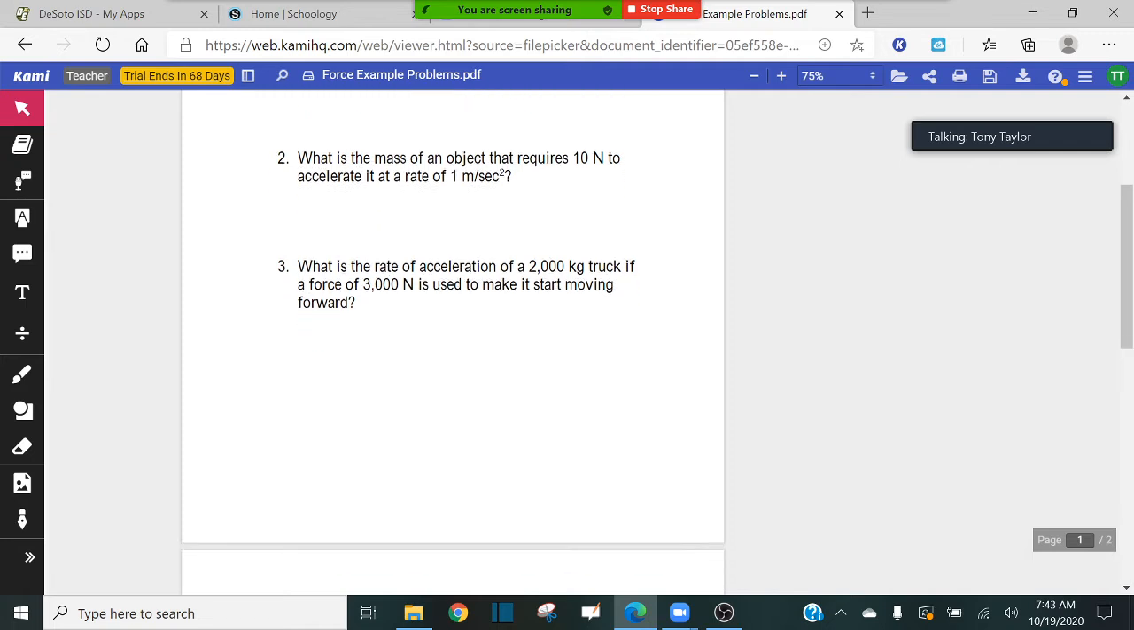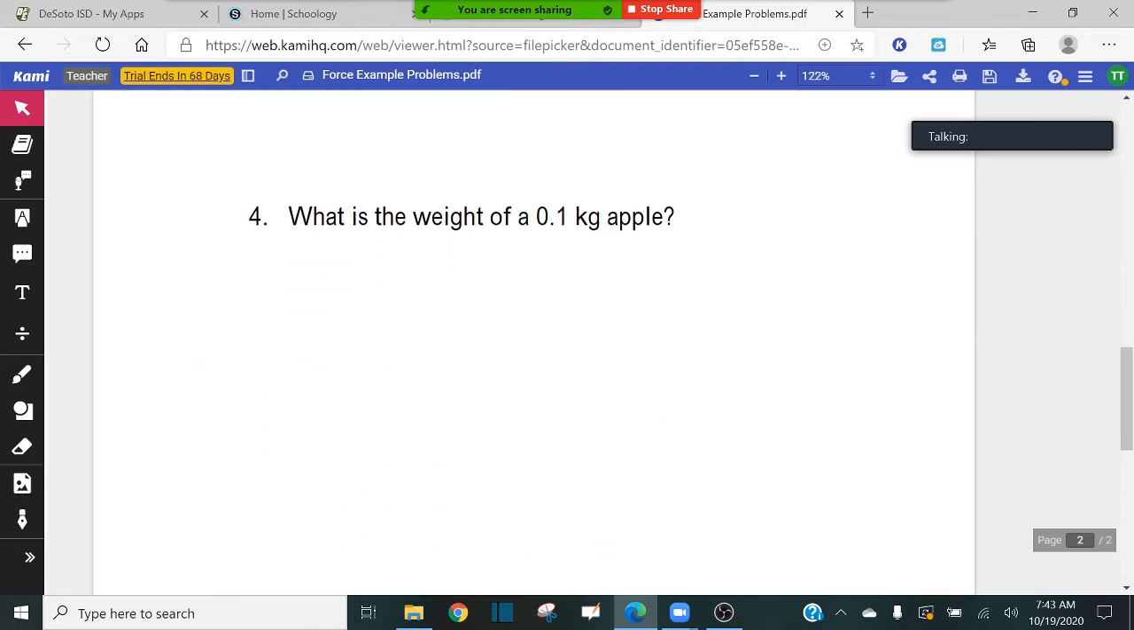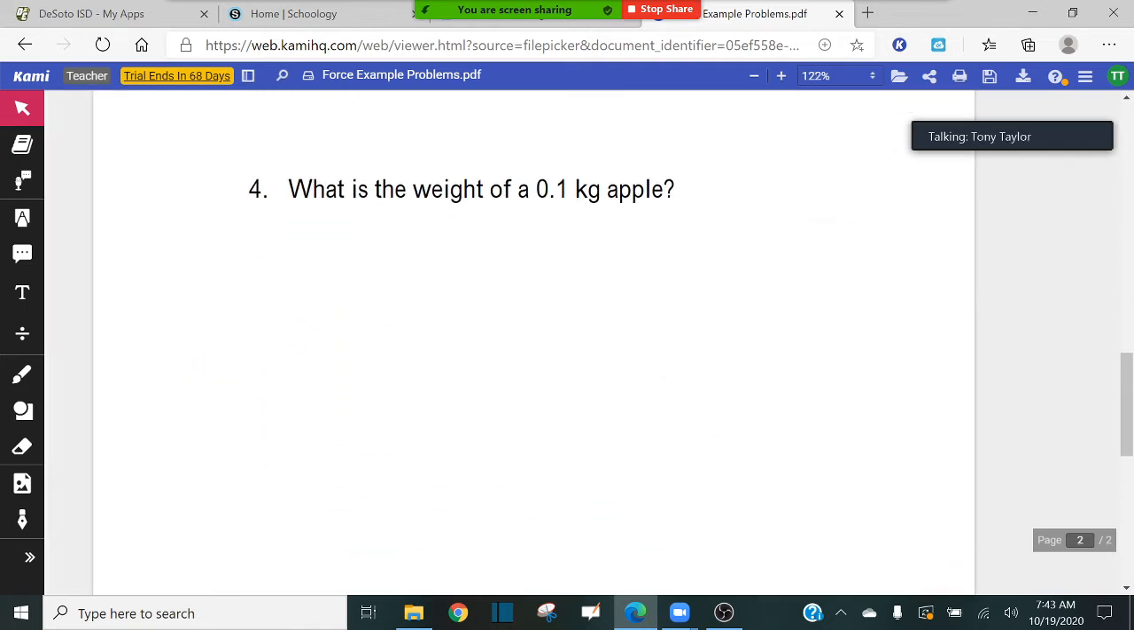Okay, so number 4 here asks us, what is the weight of a 0.1 kilogram apple? Guys, remember what I said last week. If you stand on a scale, and as you're standing on a scale, you want to know your weight while you're standing on the scale, what is the scale measuring? At least what is it measuring indirectly?